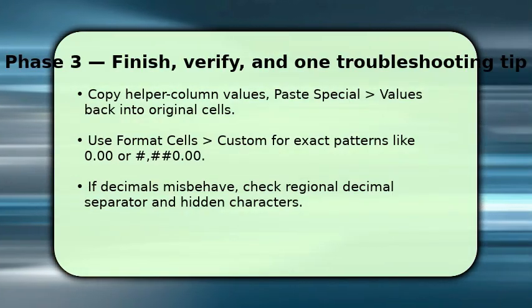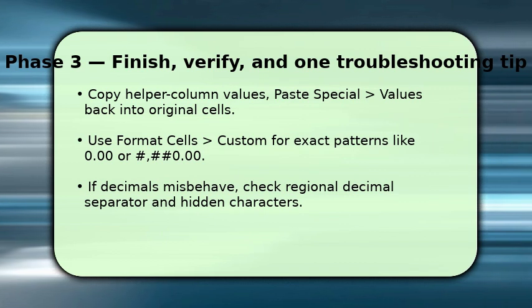Copy the helper column, then paste special values over the originals. Next, open Format Cells Number Custom if you need exact patterns like 0.00 or #,##0 for thousand separators.